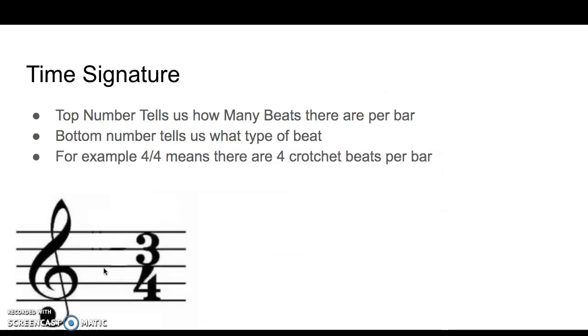Immediately to the right of the clef, you should see what we call a time signature. Time signature tells us two things. The top number of a time signature tells us how many beats there are per bar, and the bottom number tells us what type of beat. So, for example, 4/4 time means there are 4 crotchet beats per bar. In this case here, in the bottom left corner of the diagram, this piece of music is in 3/4 time, which means there are 3 crotchet beats per bar.